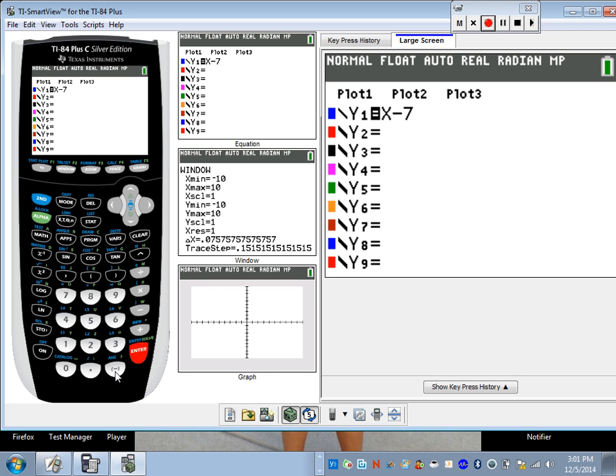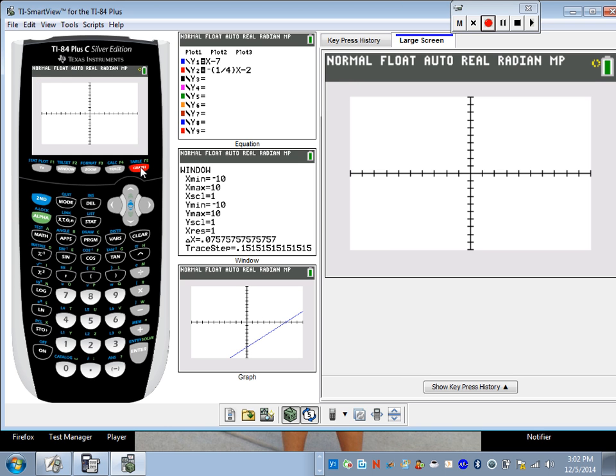So I'm going to do negative parentheses, and then 1 divided by 4, because you don't have a fraction key on a TI. And then x minus 2. Okay, and then I'm going to hit enter. So I have both of them in. I'm going to tell it now to graph. And I see one there going, and then there's the other one moving.